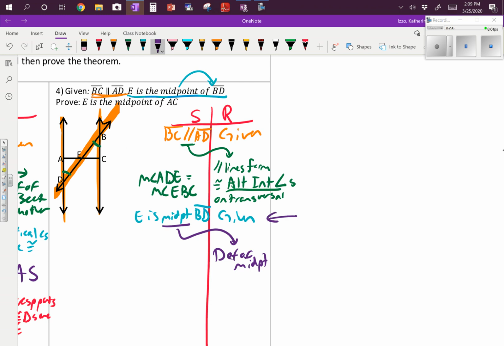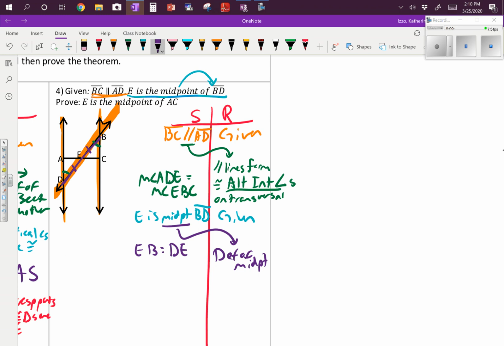We've got the given. We've got the definition of midpoint of BD. So BD is our transversal. If I chop BD at midpoint E, it has to be exactly in the middle, which means this side is exactly the same as that side. So EB is now equal to DE. Exactly in the middle.